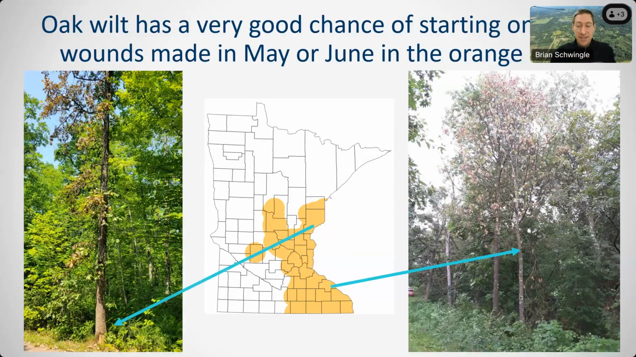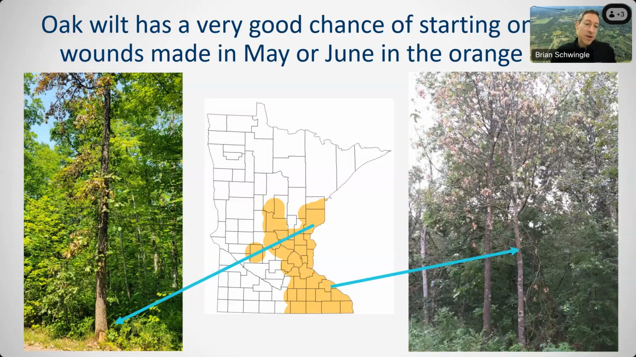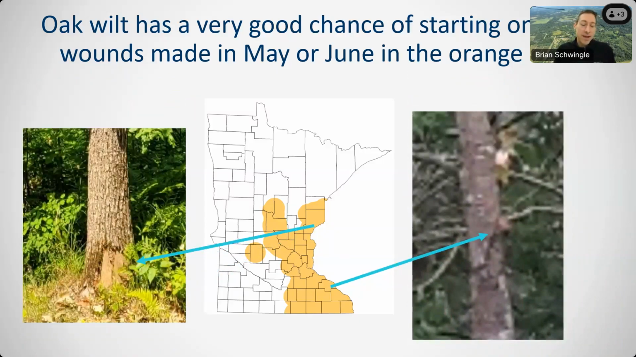Here are a couple shots of trees with oak wilt. One in bur oak on the left there. That's a northern pin oak on the right. The northern pin oak was in Wabasha County in southeastern Minnesota. And if I zoom in here on these pictures, that bur oak on the left, a big machine drove by that bur oak in May, and it removed some bark, and that's how that tree got infected. The tree on the right, that's a blurry close up, but that tree was pruned in May. That's how that tree got oak wilt.